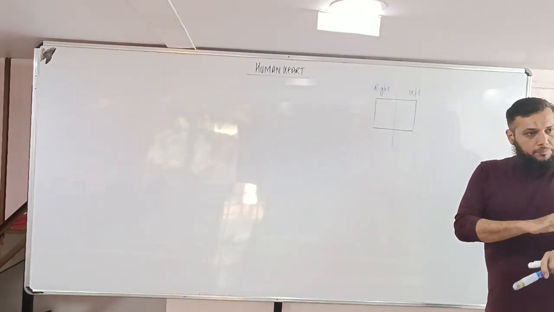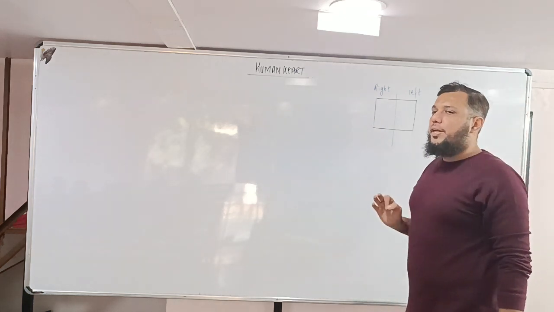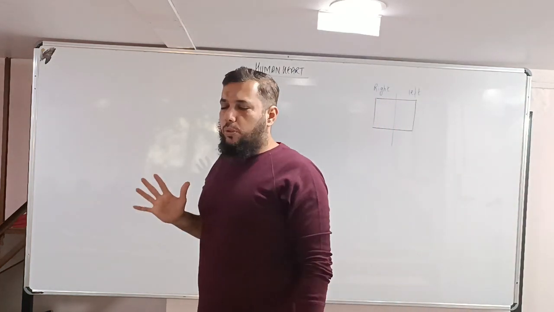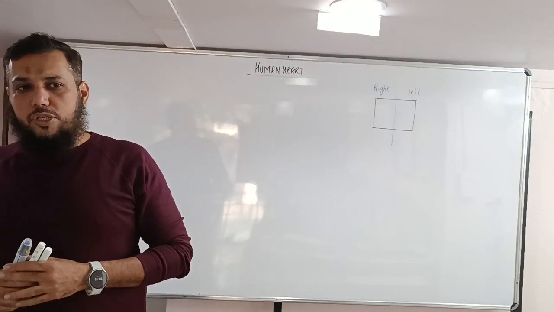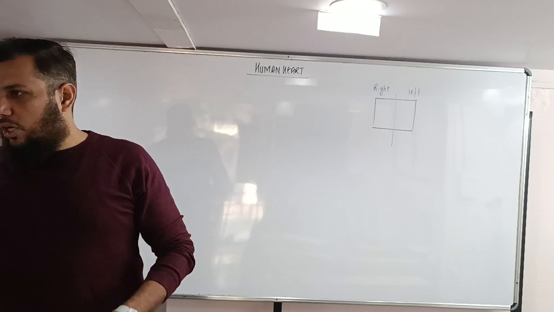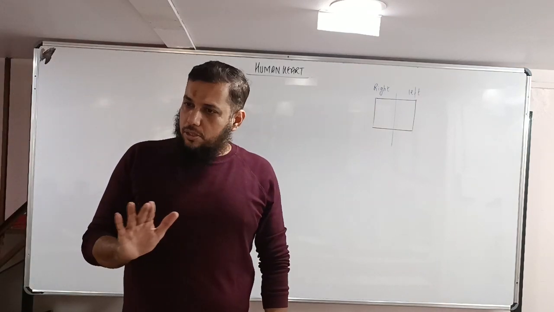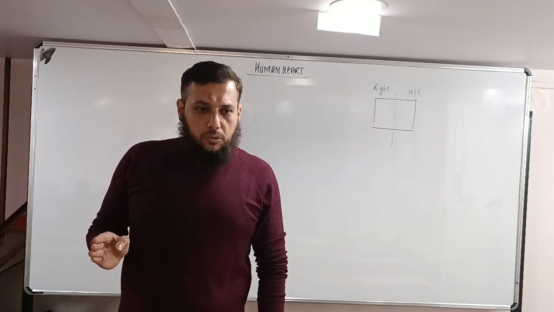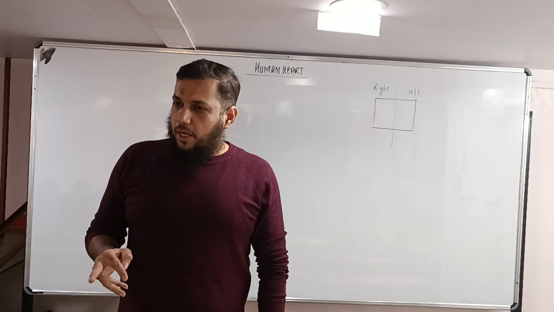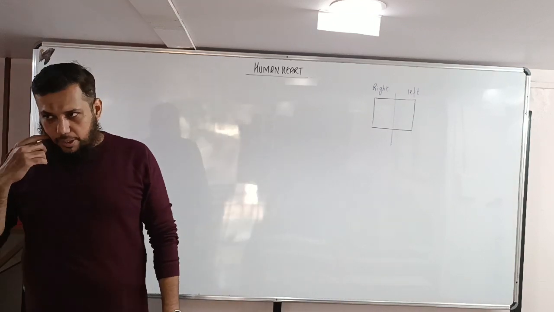Okay, kids? Now remember the rule. Whenever I say left, you will say oxygenated. And whenever I say right, you will say deoxygenated. So left means oxygenated and right means deoxygenated. Is the rule clear? So the left side of the heart deals with oxygenated blood and the right side of the heart deals with deoxygenated blood.